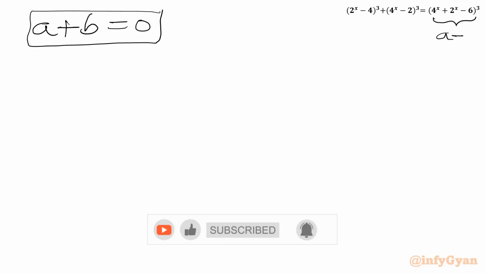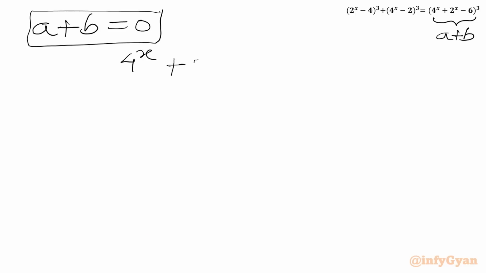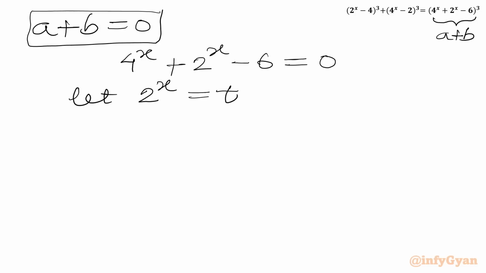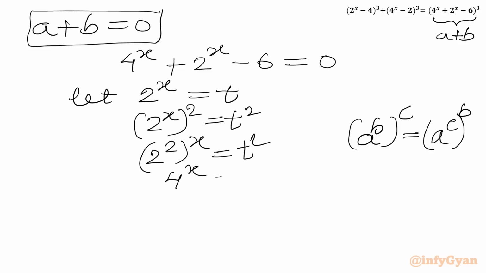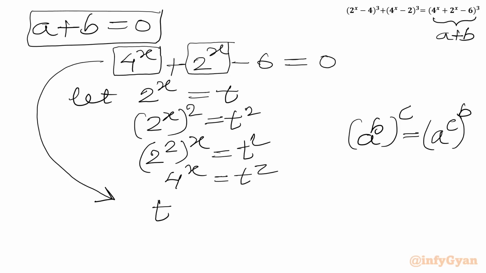And A + B was 4^x + 2^x − 6 = 0. Now I will assume 2^x equal to, suppose, t. And if I consider squaring both sides, then it will be equal to t^2. Using the exponent property, I can write it as (2^2)^x. As we know, (a^b)^c will be equal to (a^c)^b, equal to t^2. So 4^x will be t^2. In place of 2^x, I will be writing t. So I can write our quadratic equation as t^2 + t − 6 = 0.